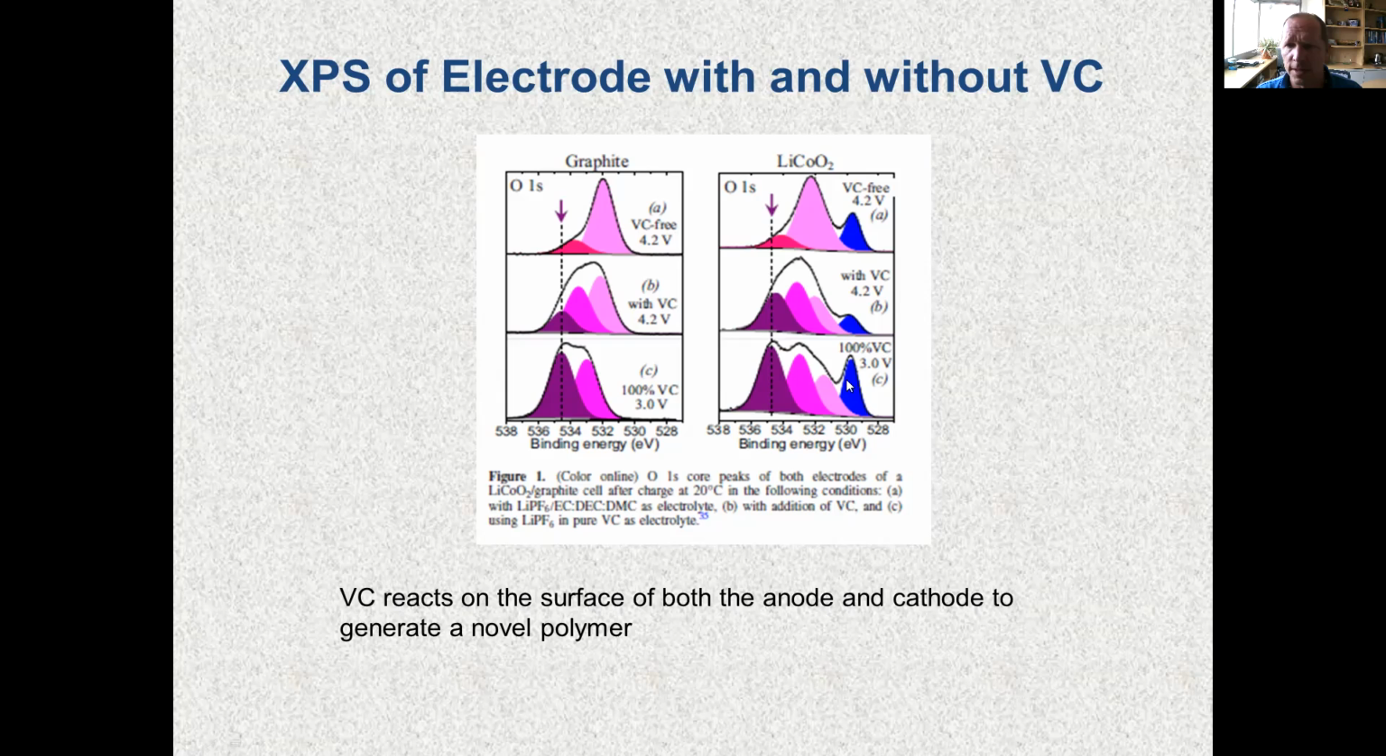of VC to pure VC electrolyte, it's quite clear, once again, from X-ray photoelectron spectroscopy on both the surface of the graphite and on the surface of the lithium cobalt oxide, that the vinylene carbonate is clearly being oxidized to generate some type of polymer, poly-VC, on the surface of both the cathode and the anode, and that these surface films somehow stabilize the lithium-ion battery for longer-term calendar life cycling, which we will go over in greater detail in the next lecture.